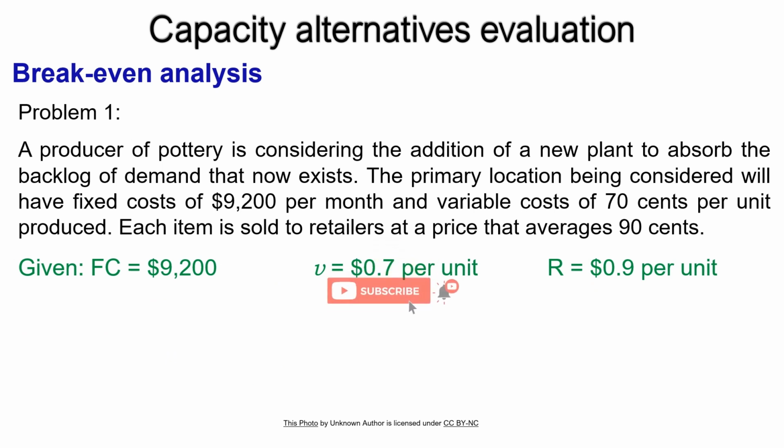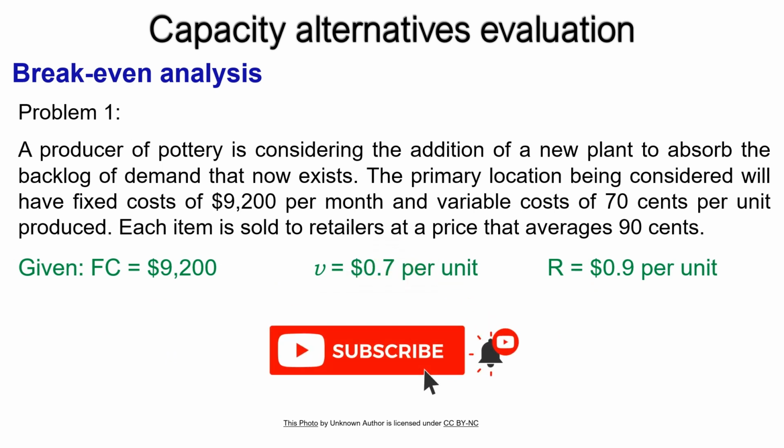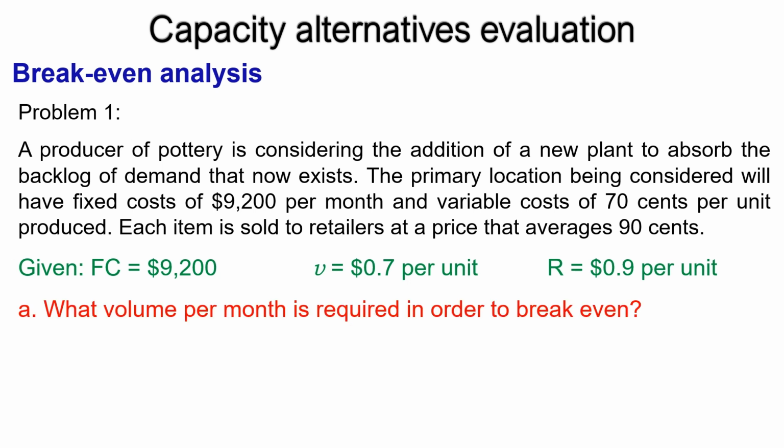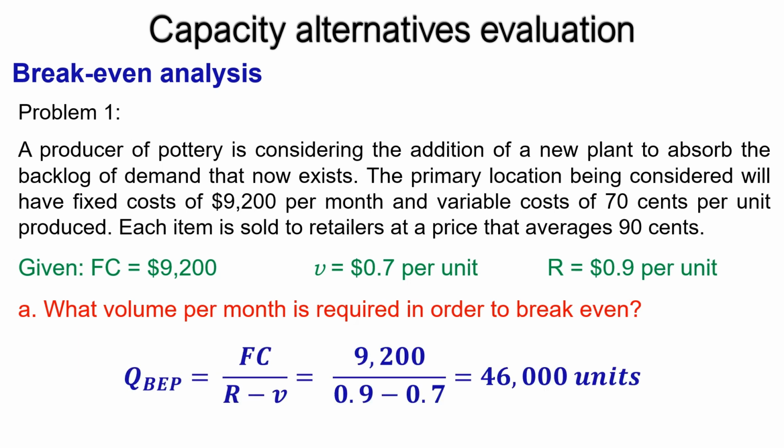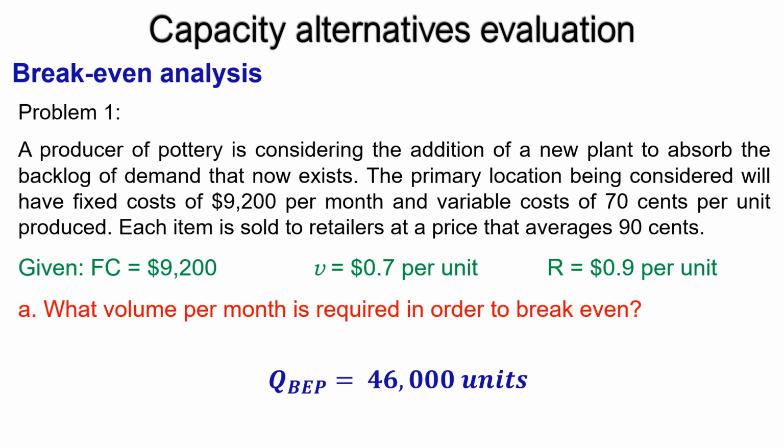The givens are the fixed cost, FC, equals $9,200, the unit variable cost, V, equals 70 cents per unit, and the revenue per unit, R, equals 90 cents per unit. The first question is to find the monthly production volume at the break-even point, which can be found by this equation. Substitute by the given values. QBEP equals 9,200 divided by (0.9 minus 0.7) equals 46,000. So, the monthly production volume at the break-even point equals 46,000 units.